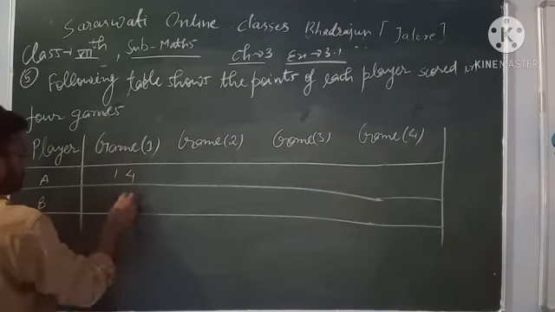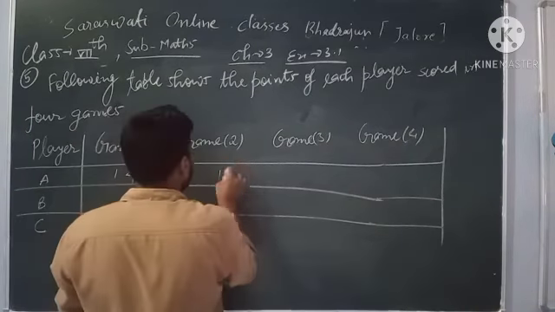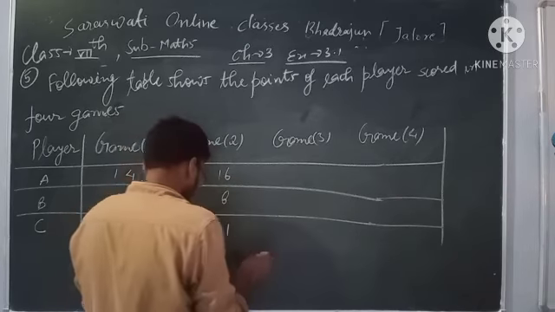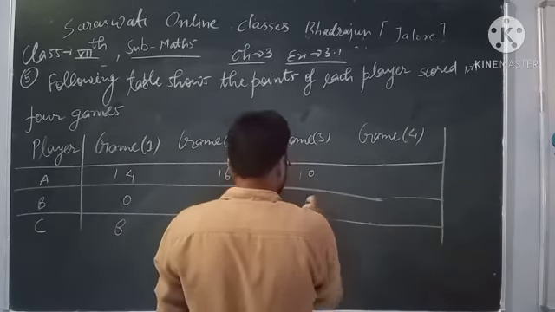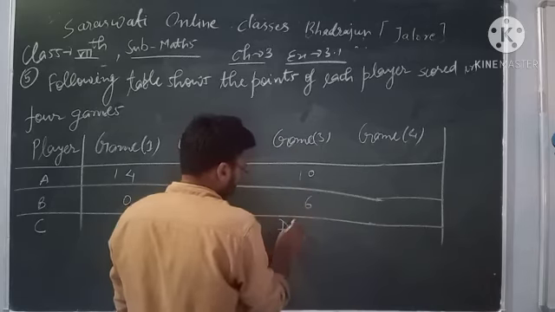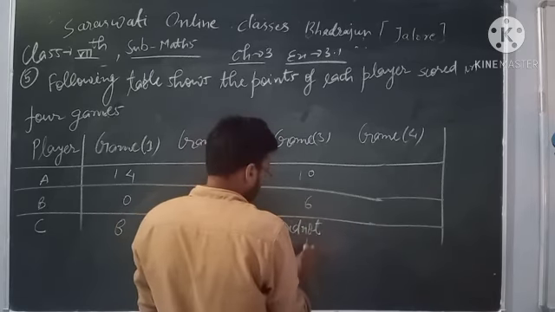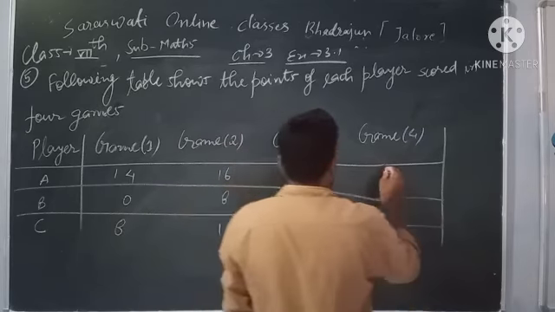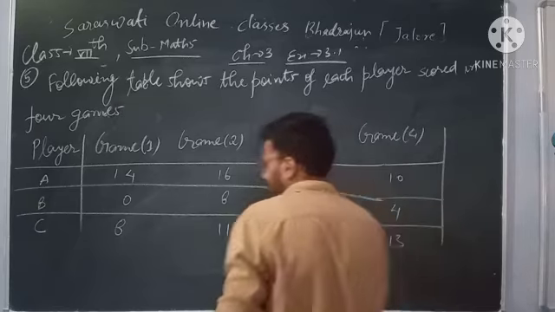Game 1 is 14, 0 and 8. Game 2 is 16, 8 and 11. And game 3 is 10, 6 and did not play. Did not play, meaning C did not play in this one. Injuries and such can happen, so there must have been some case like that. And game 4 is 10, 4 and 13. Good.